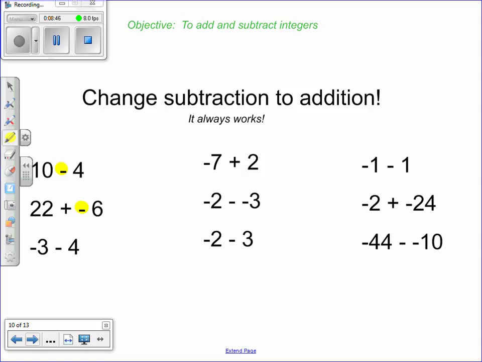Let's move down the list. That looks like subtraction. It's the same symbol. Is it subtraction? No, because it does not come right after a number. It comes after another operation. So that is not subtraction. We don't have to change anything there. That's a good thing. All right, this one, is that subtraction? Yes, it comes right after the number -3.